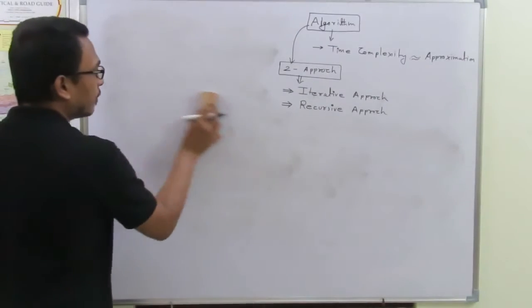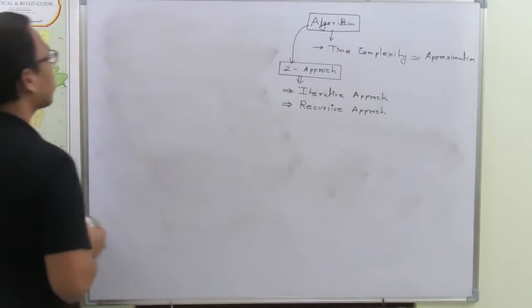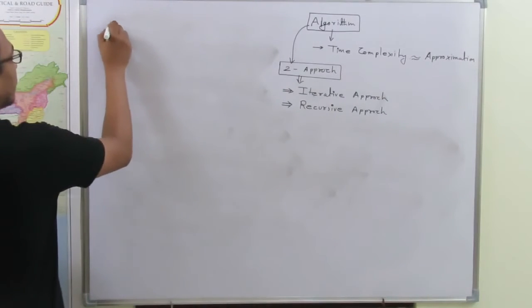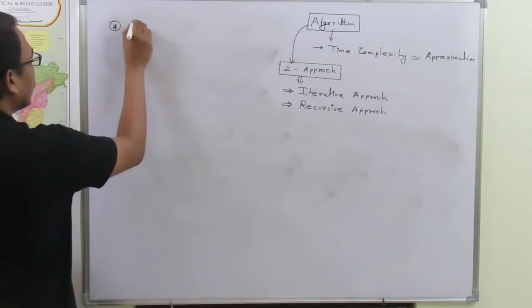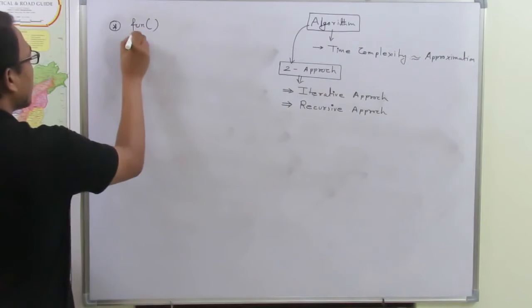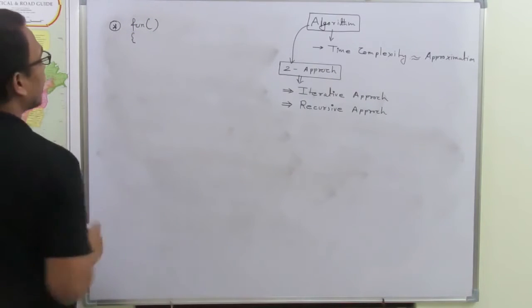Next, let's deal with some other problems. For example, we have a function, and within this function we have two loops.